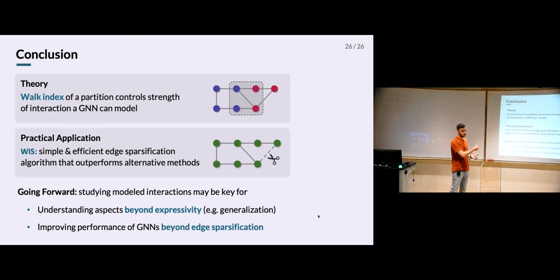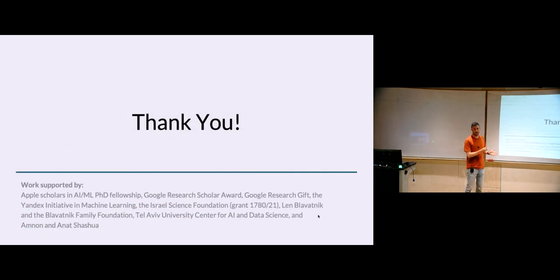But perhaps we can use these guidelines to also design architectures that can model stronger interactions, or, for example, to add edges to the graph that will increase walk index maximally, in the sense of not adding too much, though, to reach other types of problems that people see in GNNs that lead to lack of generalization, and to improve performance. And with that, I'll finish. So thank you again for your attention, and I'll be happy to answer any more questions.